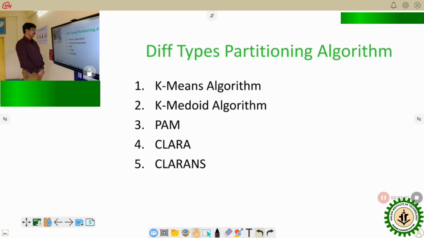Number one is the k-means algorithm. Number two is the k-medoid algorithm. Number three is PAM, the full form of which is partition around medoid. Number four is CLARA, clustering large applications. And number five is CLARANS, clustering large applications based on randomized search. So these are the five algorithms of partitioning clustering, and we have to go through them one by one. First we have to go through the k-means algorithm.